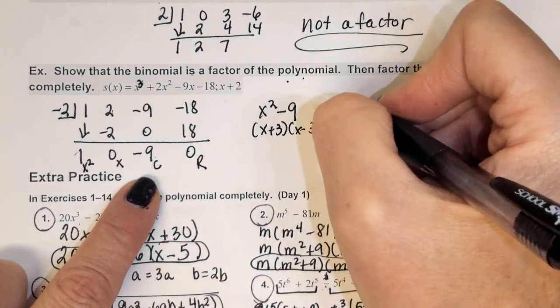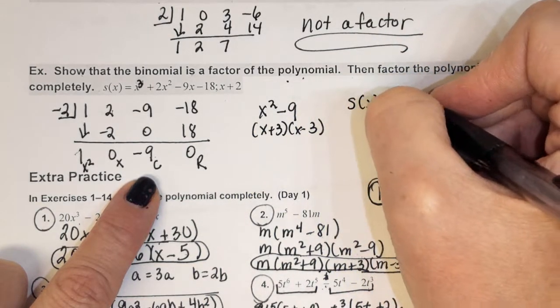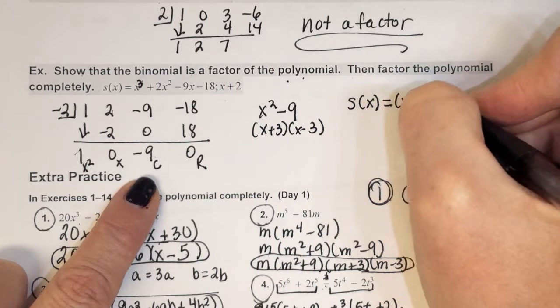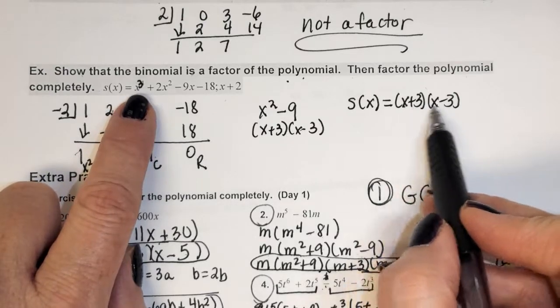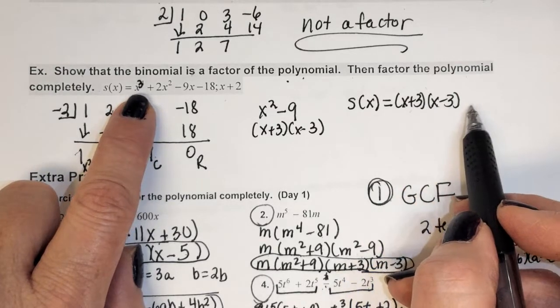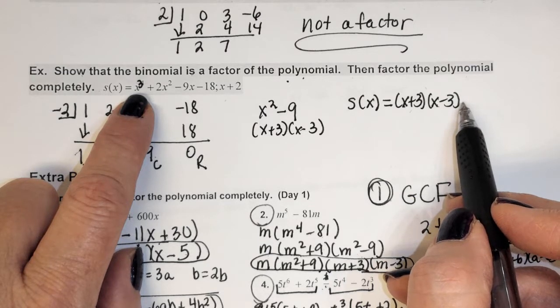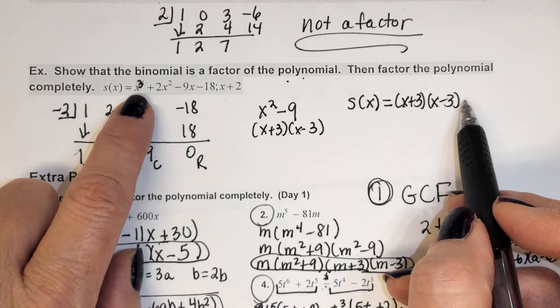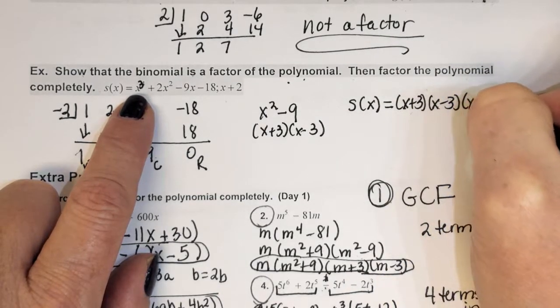But we're supposed to do the complete factorization of s of x. So we know it's x plus 3, x minus 3, but that's only x squared and I'm supposed to have x cubed. What am I missing for that complete factorization? What's the other factor have to be? They gave it to us, guys. What's the other factor they told us? X plus 2 is the other factor, right?